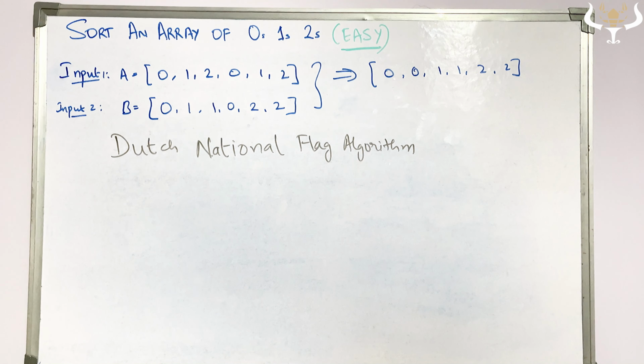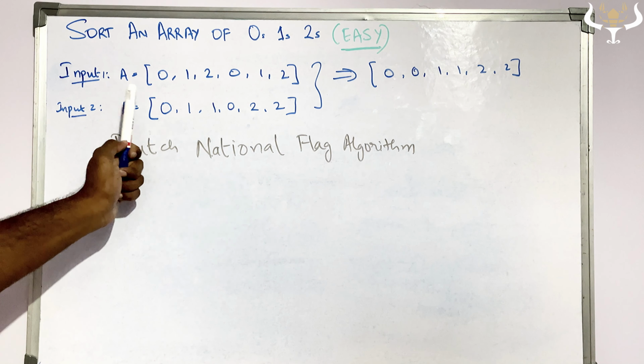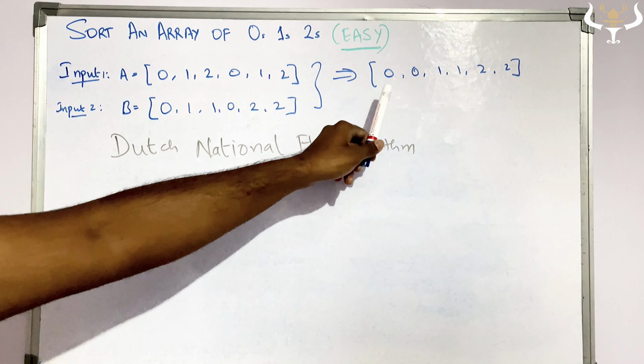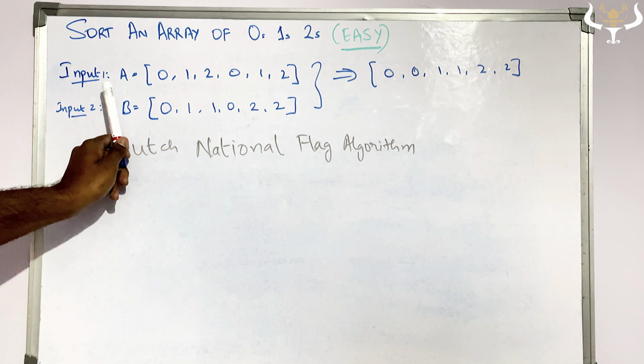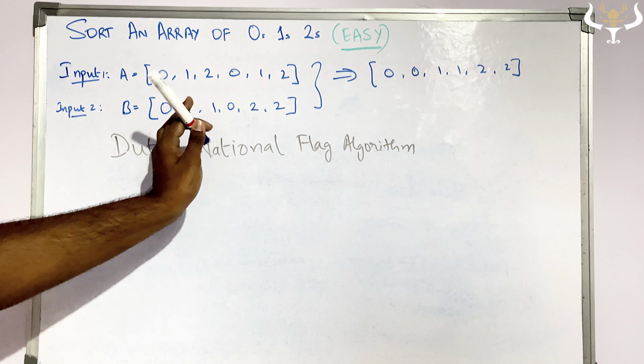So in today's video we'll see how to sort an array of 0, 1, 2. This is pretty simple and it is tagged as easy. Here, if you see, we have an array consisting of only zeros, ones and twos. We'll have to sort this array and it should be of this format after sorting. So we can take an input example of this. After sorting this, it's a pretty straightforward question, right?